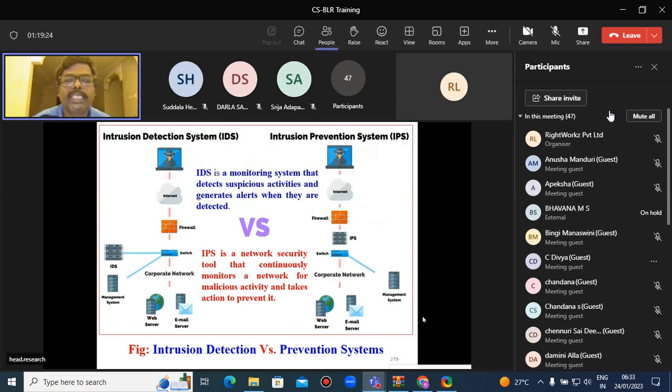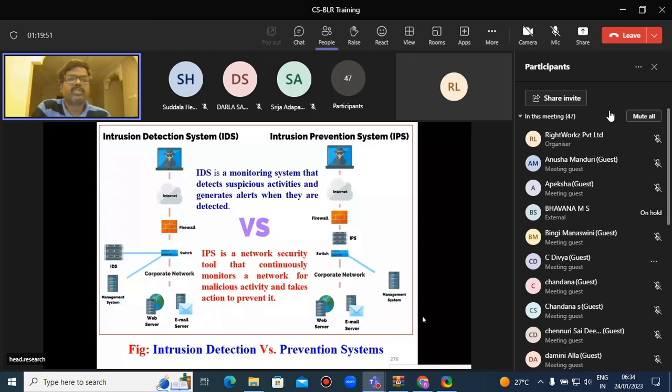An IDS is a monitoring system that detects suspicious activity and generates alerts when it is detected. An IPS is a network security tool that continuously monitors the network for malicious activity and takes action to prevent it. Intrusion detection system, IDS.